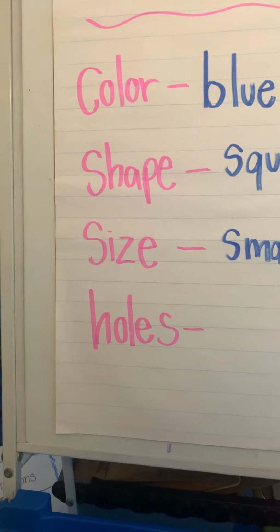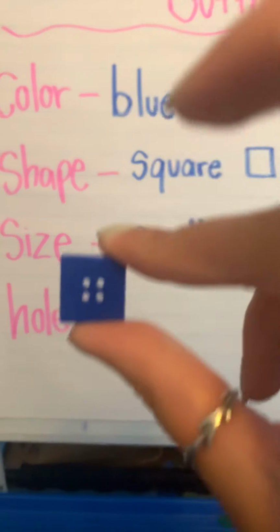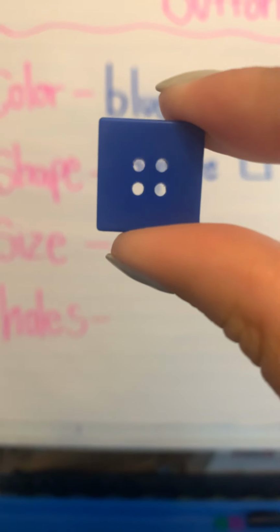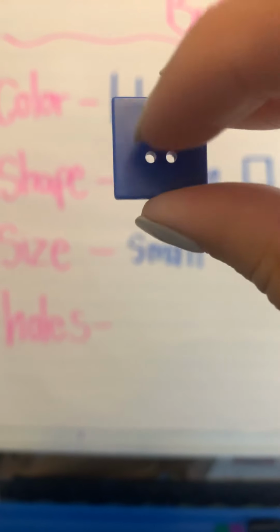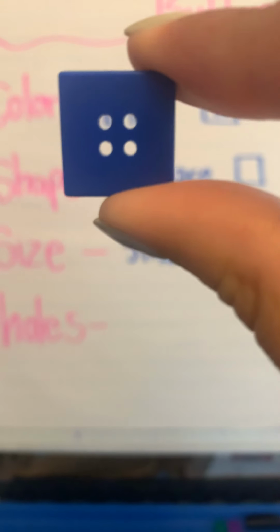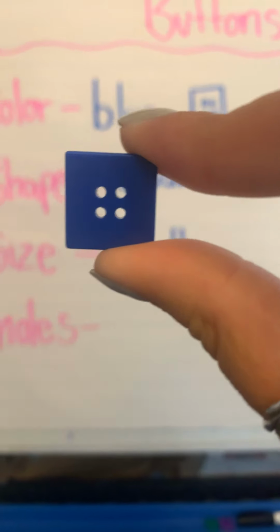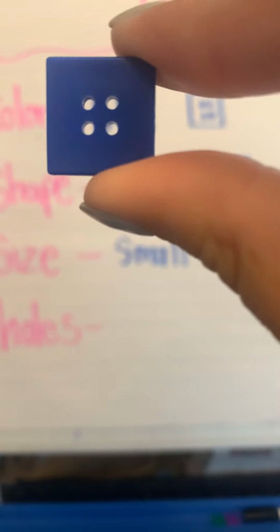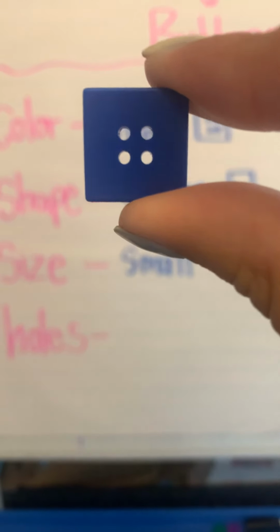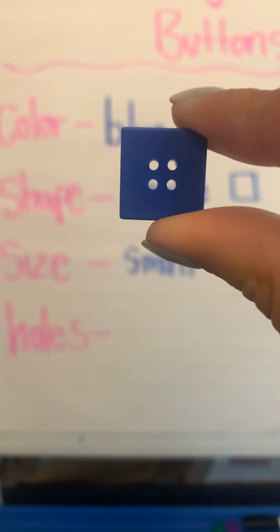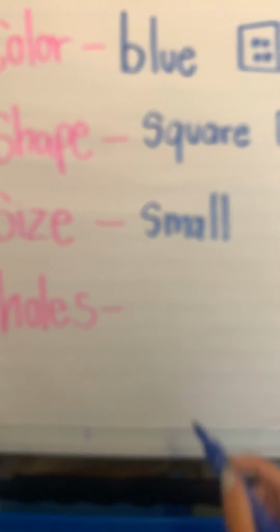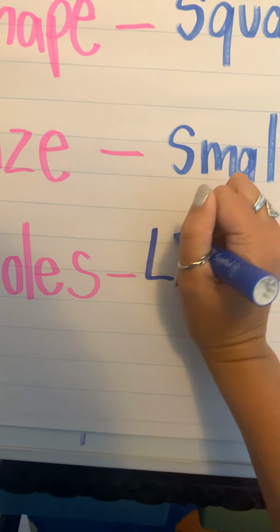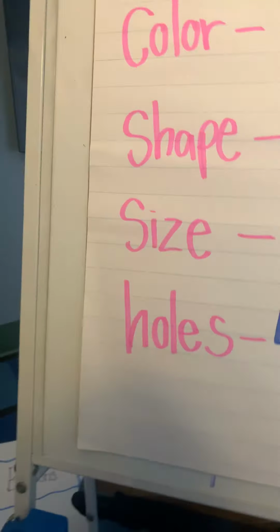Now this last one says holes. So let's look at the number of holes that are in our button. Okay. So let's look. Look at the holes that are in the top of this button. You see it? Or they're kind of in the middle, I guess. Let's count the number of holes. 1, 2, 3, 4. So there are 4 holes in this button. Do you all see the holes? You can see right through it. See? So I'm going to write a big 4 right here because there are 4 holes in our button.